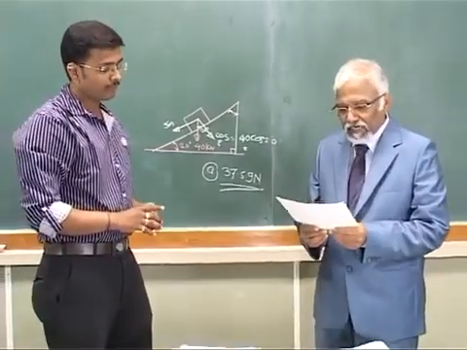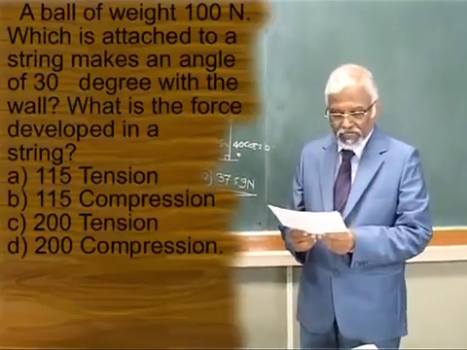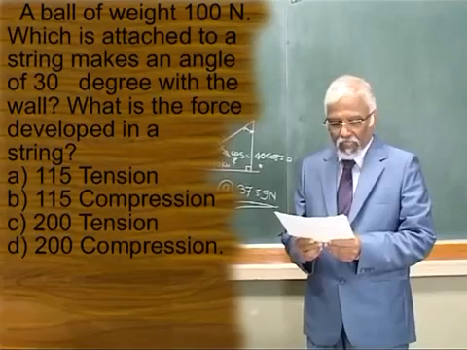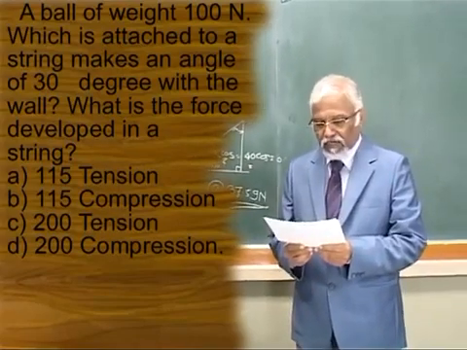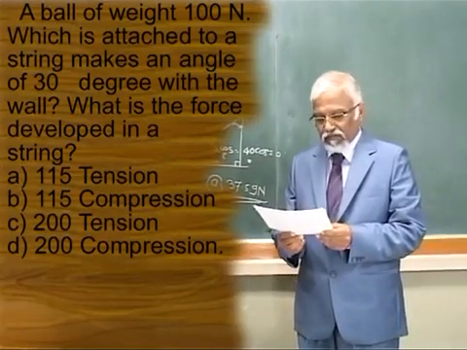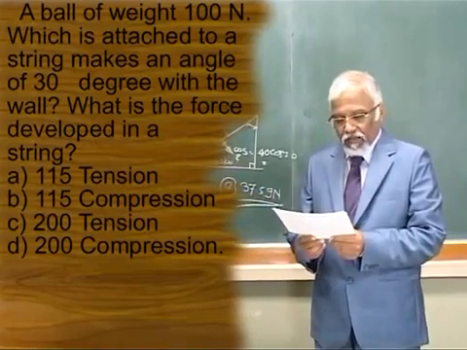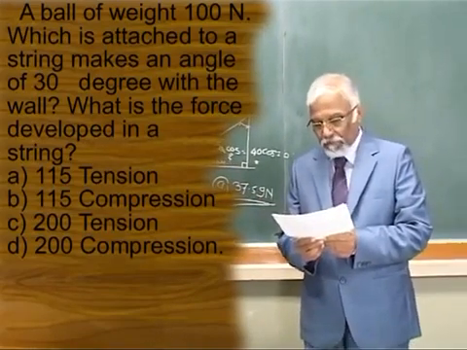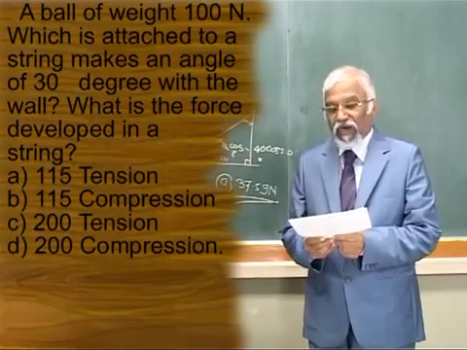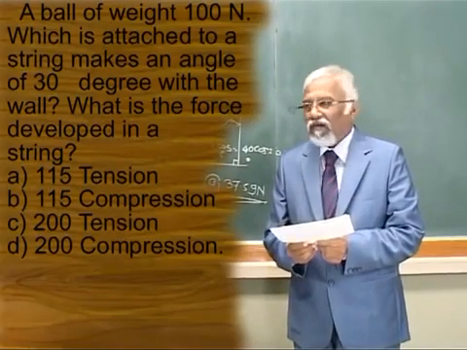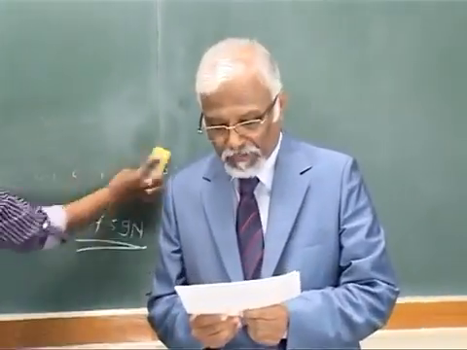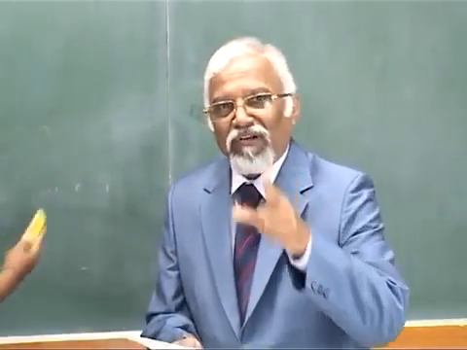A ball of weight 100 newtons, which is attached to a string, makes an angle of 30 degrees with the wall. What is the force developed in the string? Option A, 115 tension, B, 115 compression, C, 200 tension, and D, 200 compression. Please pause the video and start working on your own.